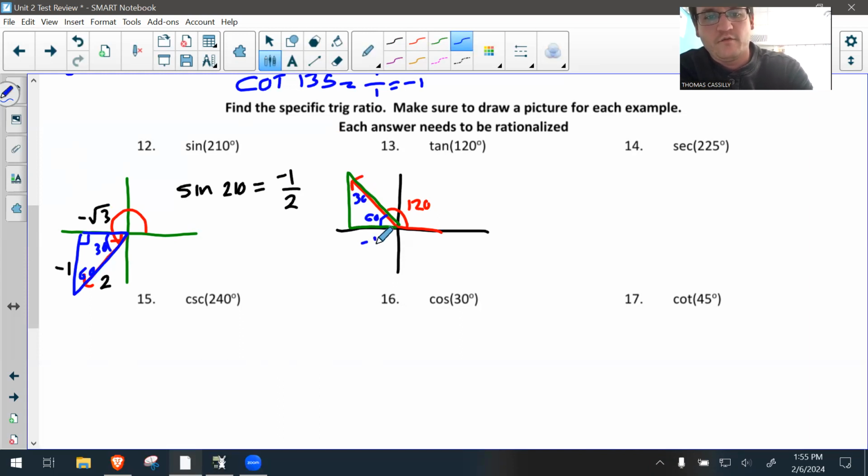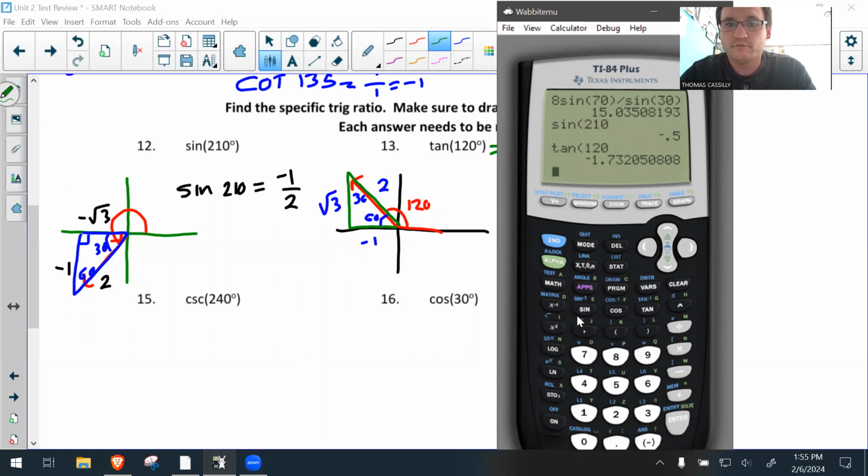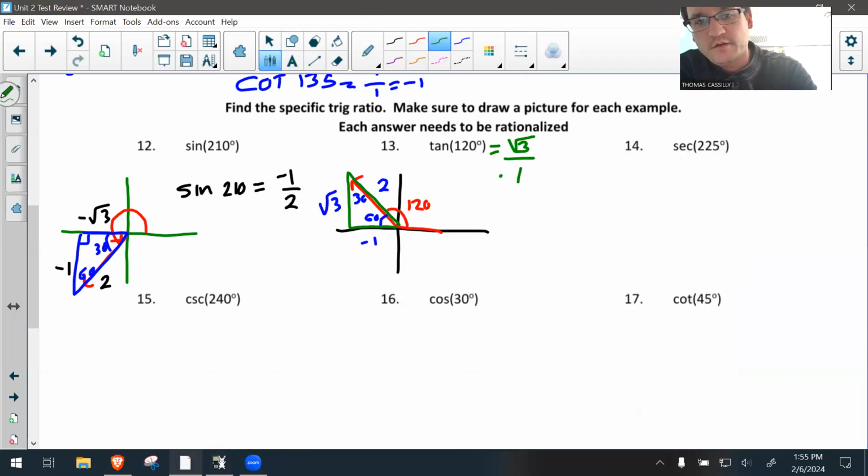So that means we have a -1, positive square root of 3, and then a +2 on the hypotenuse. And the tangent of 120 is the opposite over the adjacent. So we have the square root of 3 over 1. And just to confirm that, tangent of 120 is going to be some ugly decimal. But if we plug it in, we have square root of 3 divided by -1. We get that same decimal. So I missed a negative sign here.